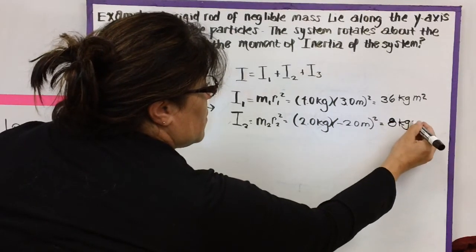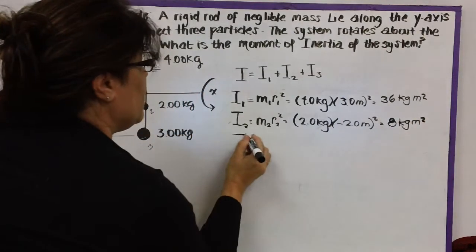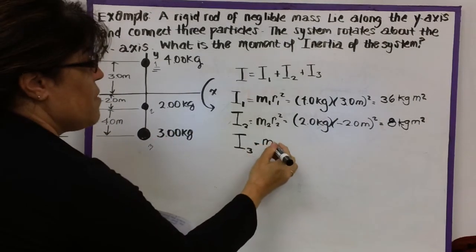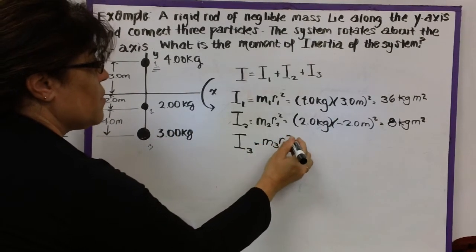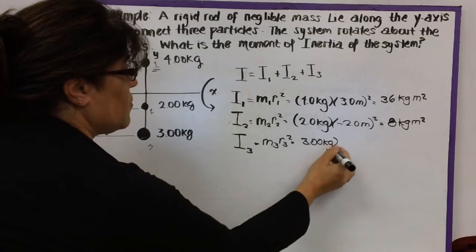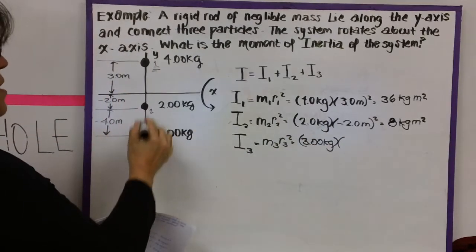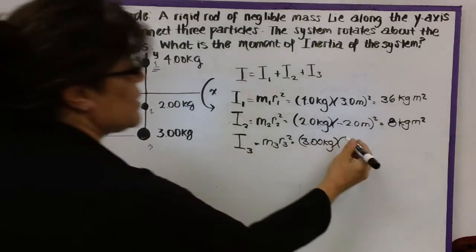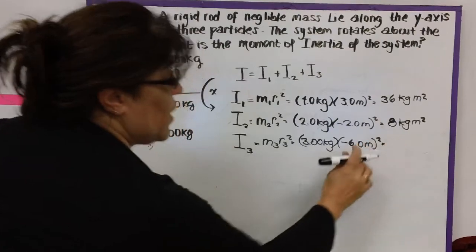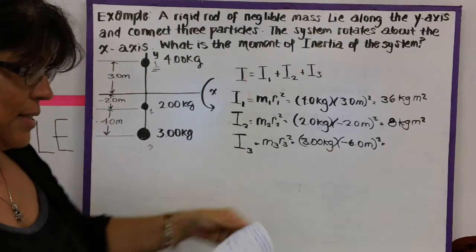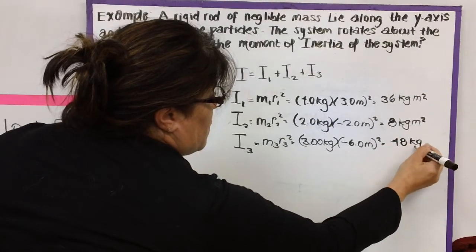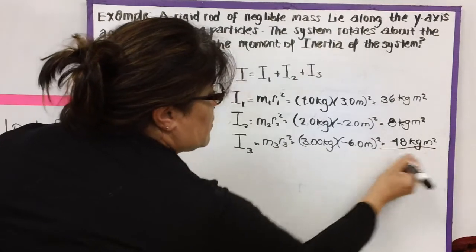kilogram meters squared. Okay, and now we're going to find our third object, and that's this one down here. So it's going to be m3 r3 squared. Well, m3 is 3 kilograms, and r3 is the distance from here to here, so it's 4, 5, 6, and it's negative. But when we square the negative, we get rid of it, so it's 36 times 3, which ends up to be 108 kilogram meters squared.